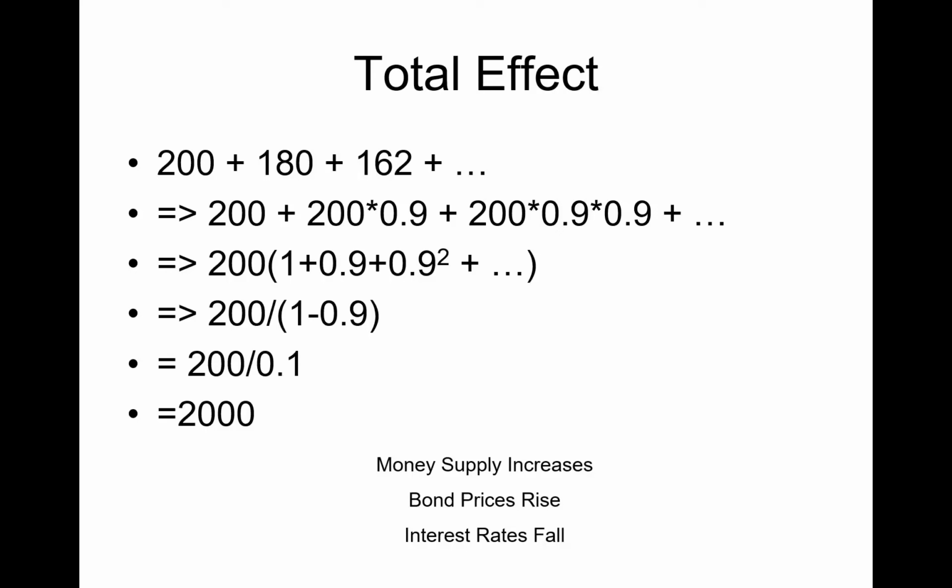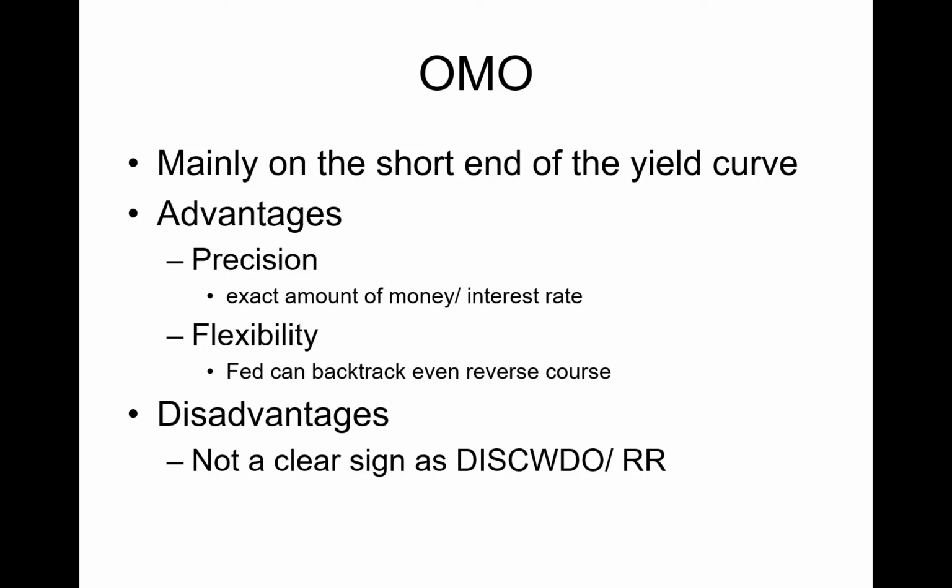Now, open market operation has its own drawbacks. For example, open market operations can only affect the shorter end of the yield curve. And its main advantage is precision. We know exactly how much money can be infused and is going to be percolating through the economy. It's flexible. The Fed can backtrack or even reverse course.